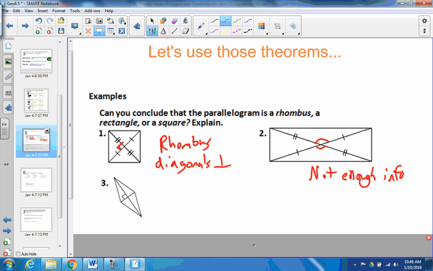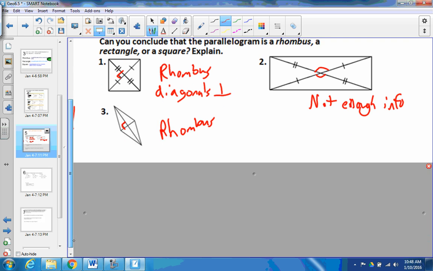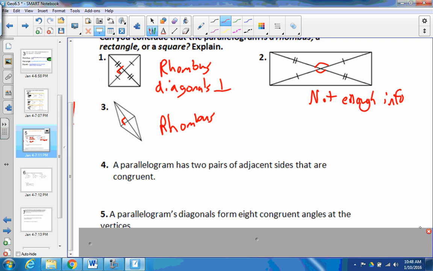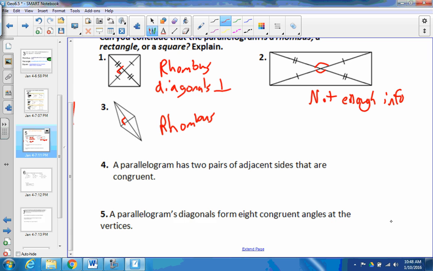And then number 3, well, we have that the diagonals are perpendicular. Thanks to that, this is also a rhombus. All right, let's go on. We have a few questions here. I think these are in your notes, hopefully. Parallelogram.